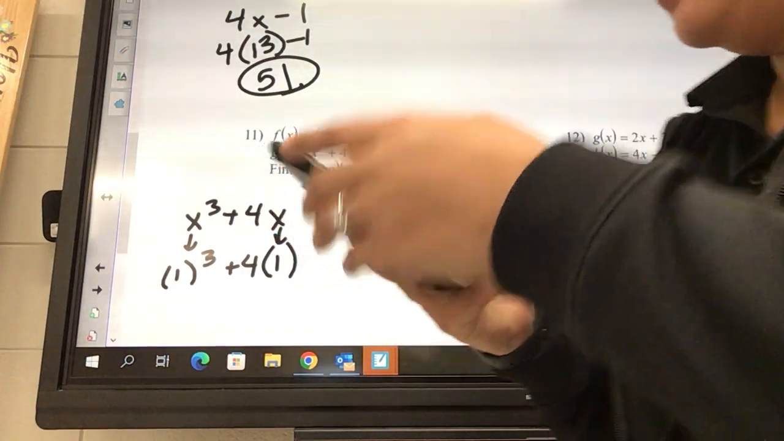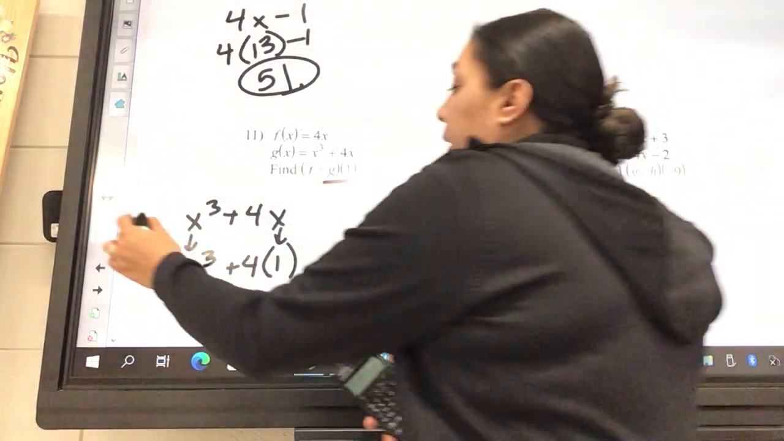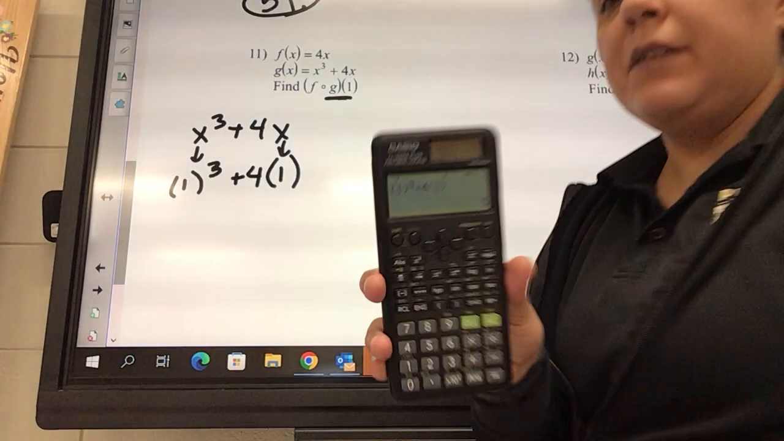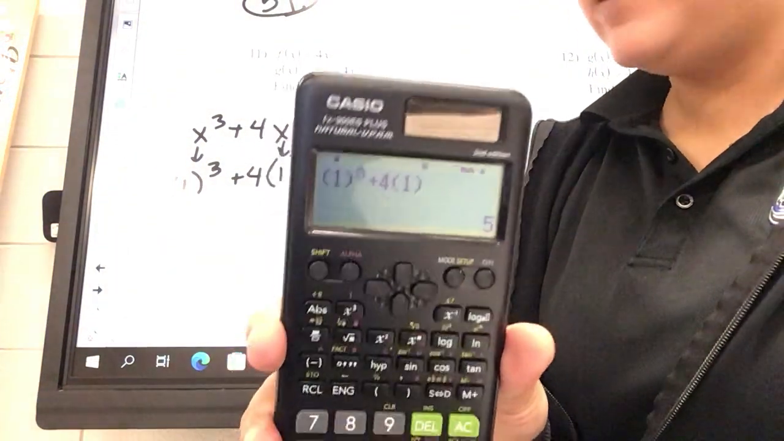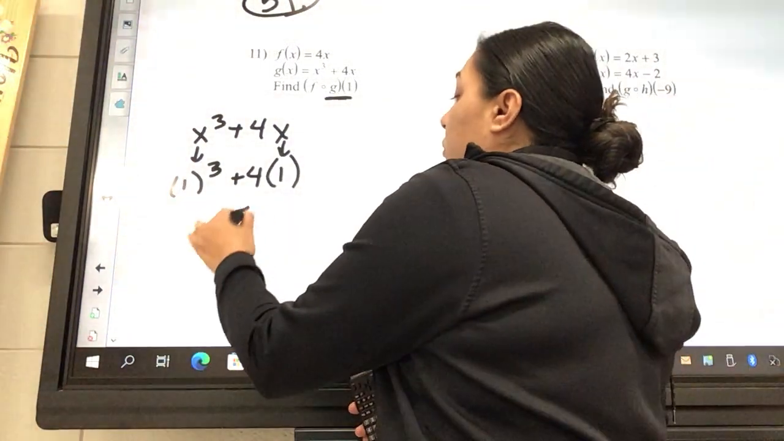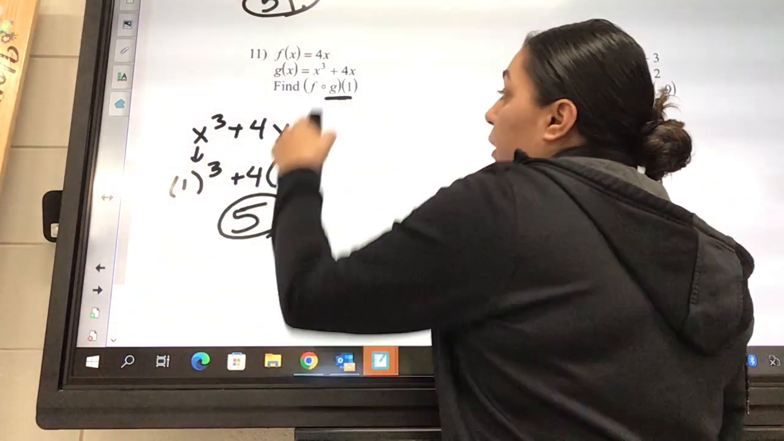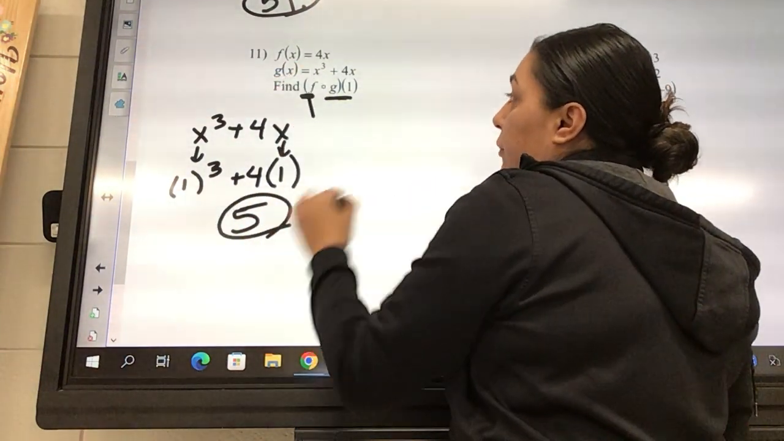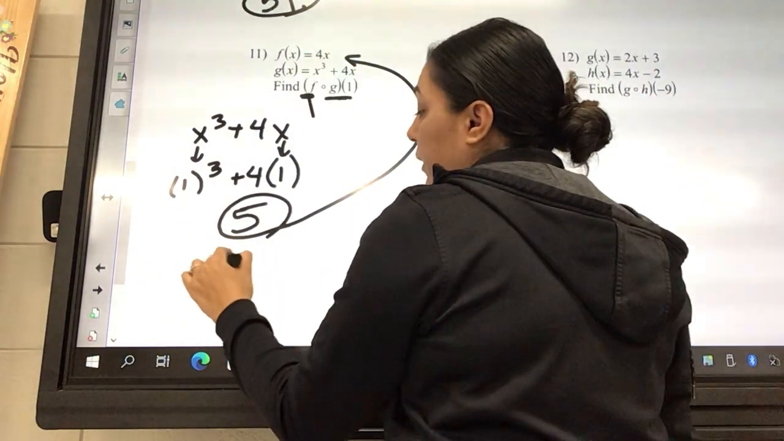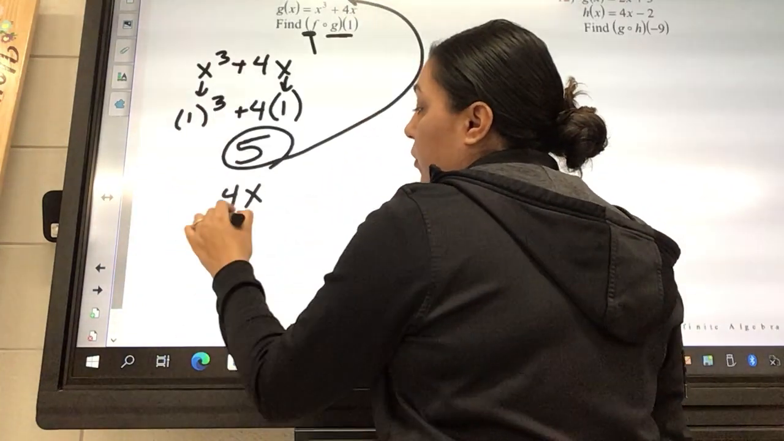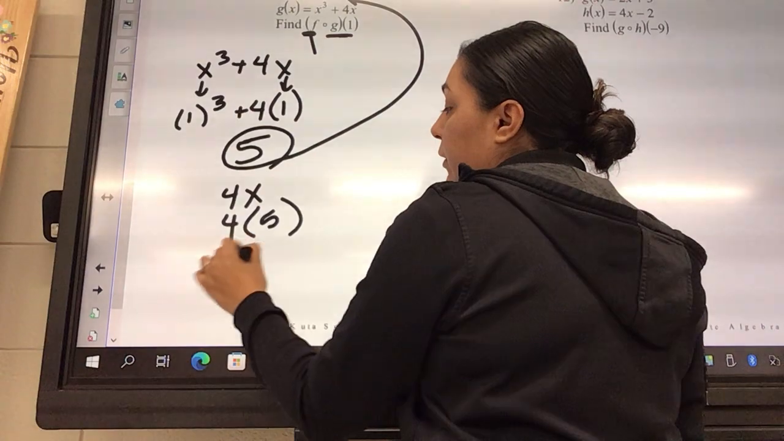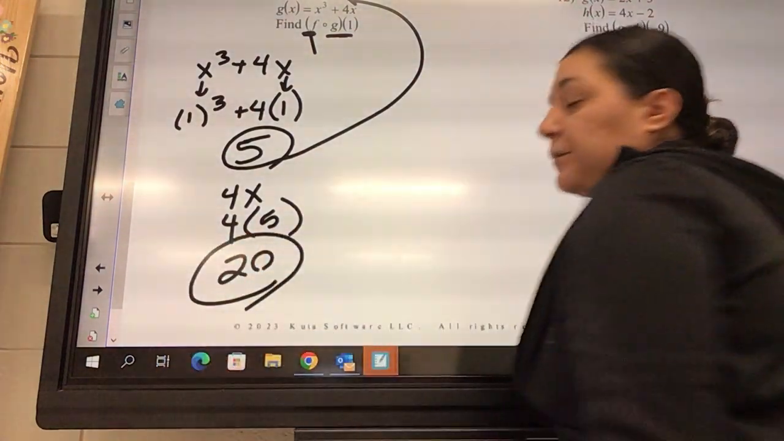Plus 4 times 1, okay, which is going to be 5. And again, if you type it just the way it looks, it's going to spit it right out for you. So we're going to get 5, and now you're going to plug that into the other function, which is the F function. Okay, well, that's 4x, or 4 times 5, which is 20.